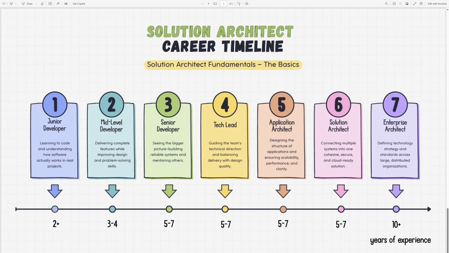So that's the big picture: what a solution architect is, what they do, and how they think. In the next video, we'll talk about something every architect starts with: functional and non-functional requirements. We'll discuss how to capture them, why they are so important, and how they shape every architectural decision you make.